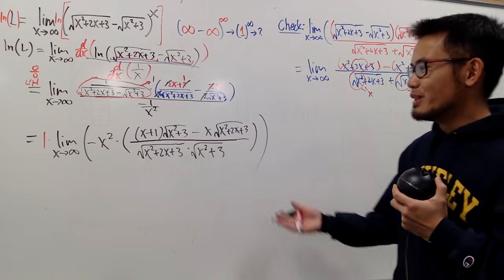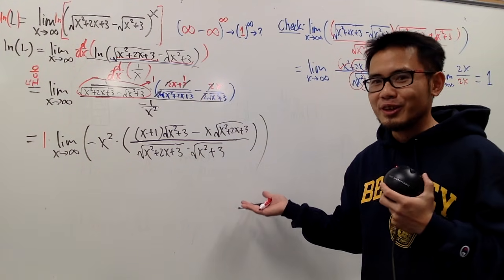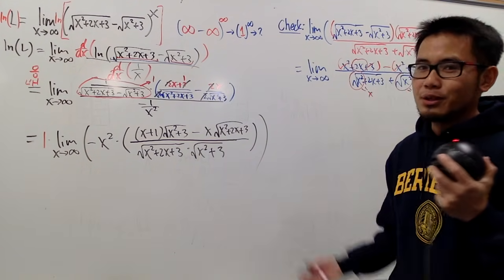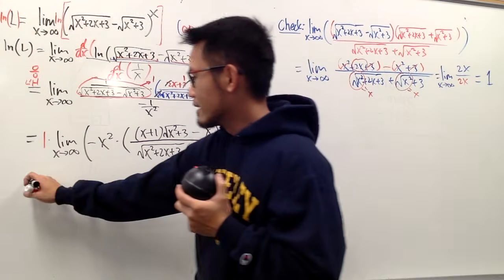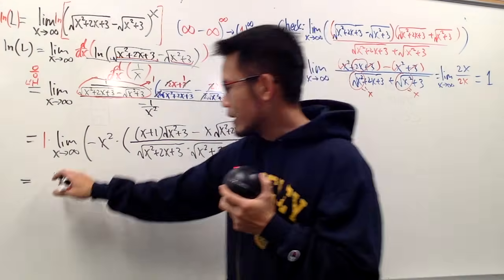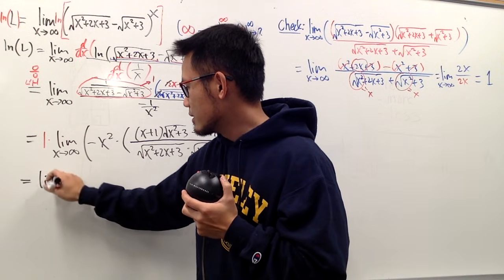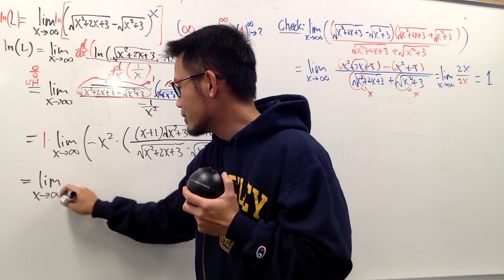And imagine if I put this question down on my calculus 2 final exam. I don't know if I will do it or not, but anyway. So this is what we have. Okay, let's see what do we have next. Let me just write down the limit. 1 times this doesn't matter, so limit as x goes to infinity.